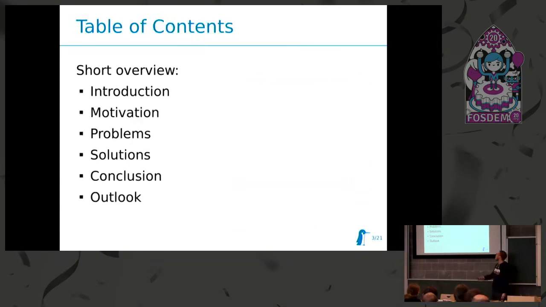Let's get a short overview. So I'm going to start with a short introduction into TrustZone and OP-TEE. Then I'm going to present the motivation for this talk. Then I'm going to show you the problems you run into when you're trying to use OP-TEE in a product. I'm going to present the solutions so far for the platforms I'm working on, but which should also be applicable to the platforms you may be working with. I'm going to come to a conclusion, and then there's going to be the happy outlook where I wish for things which are not implemented yet.